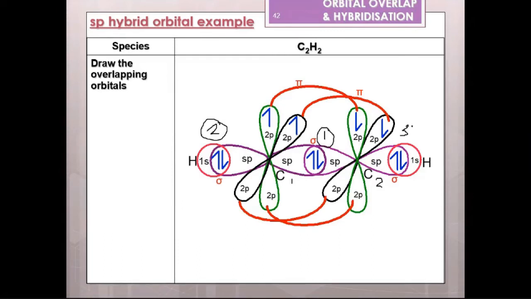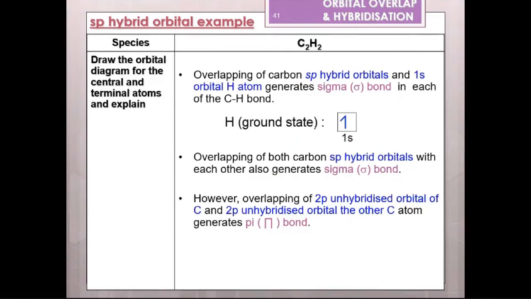3. The sp hybrid orbital of carbon 2 is overlapped with the 1s orbital of the hydrogen atom to form a sigma bond. Okay, 4. The 2p orbital of carbon 1 is overlapped with the 2p orbital of carbon 2 to form 2 pi bonds. That's all. Understand? Madam's explanation is based on the picture only. Or you can follow it like this, I don't mind. As long as the meaning is there.